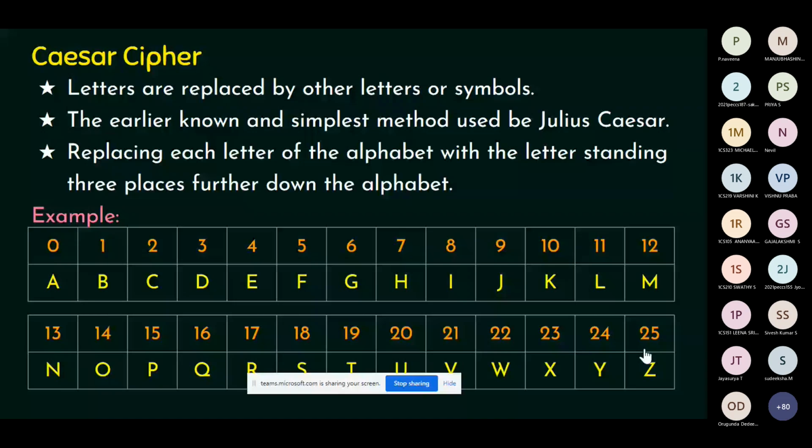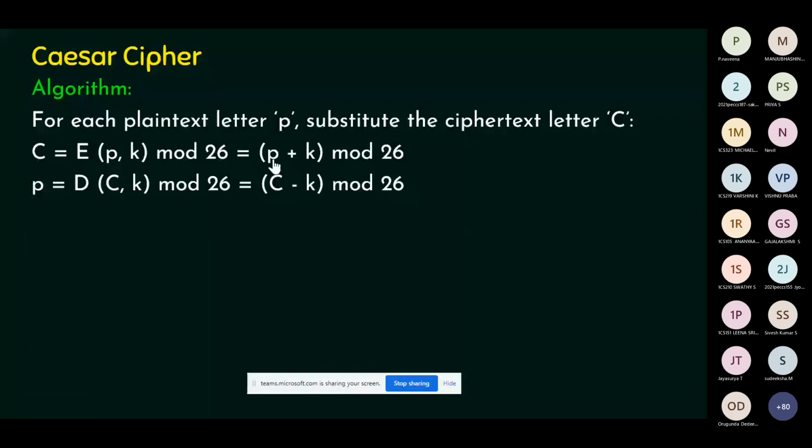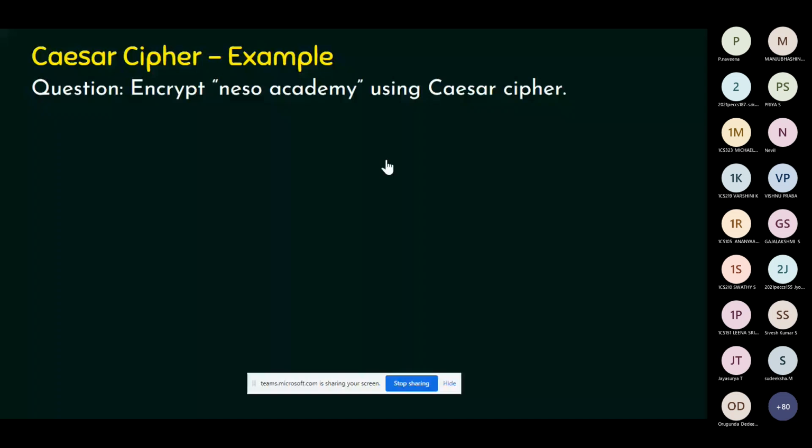So in this case, what a Caesar cipher does is we just add the key value to the plain text. Say if our key value is 3, then the plain text character is added with 3, then we perform mod 26. Ignore this for now. I will give you an easy example. Say, I'm going to encrypt some text, Neso Academy, using Caesar cipher.